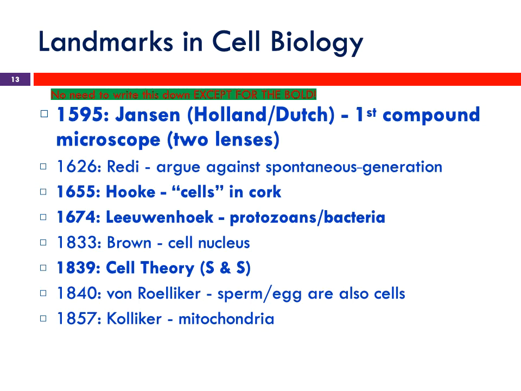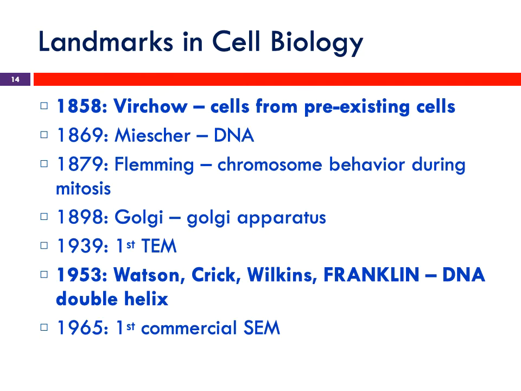The cell theory was started in 1839. Virchow added to the cell theory about 20 years later in 1858. And in 1953, Watson, Crick, Wilkins, and Rosalind Franklin, don't forget her, identified that the DNA structure was a double helix.